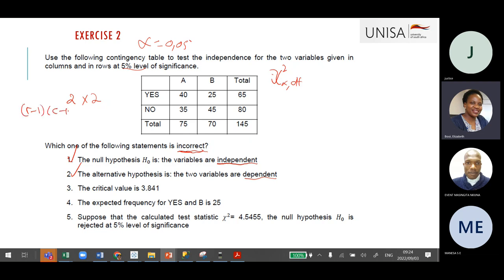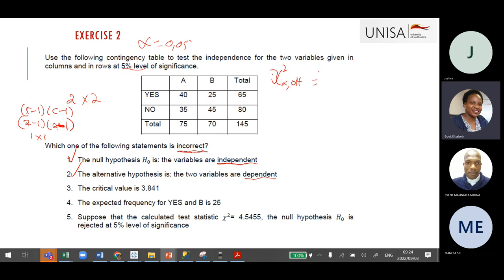Our degrees of freedom is calculated by using R minus 1 times C minus 1. So our R, how many number of rows? There were 2 minus 1. How many number of columns? There were 2 minus 1. 2 minus 1 is 1. So it's 1 multiplied by 1.